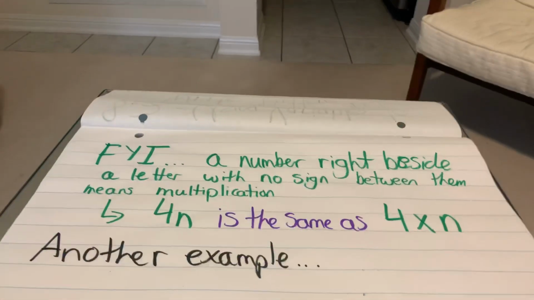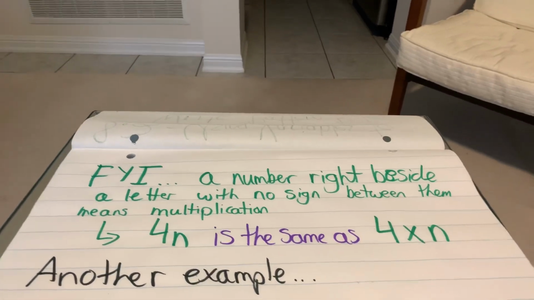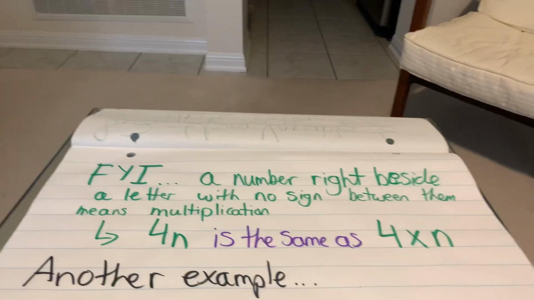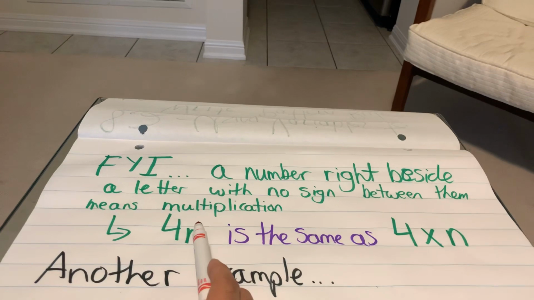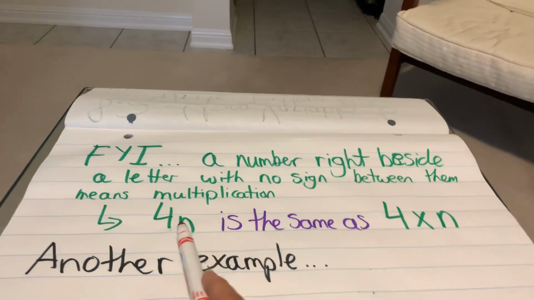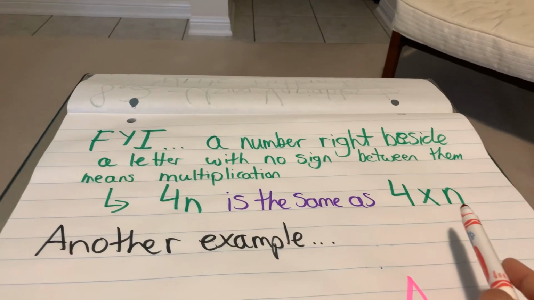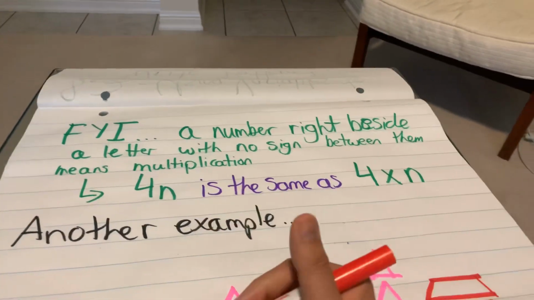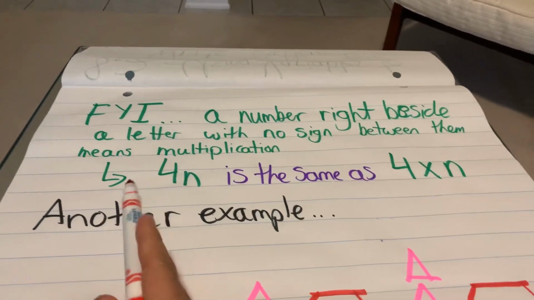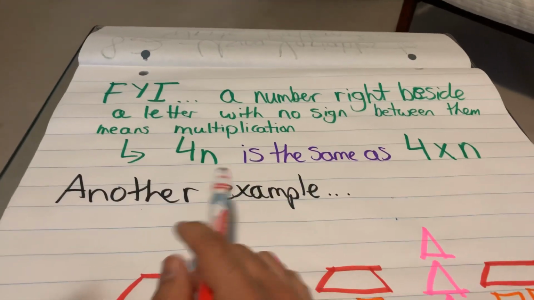Okay. If you ever see a number right beside a letter and there's no sign in between them, like 4n, that means multiplication. So if you ever see a letter and a number right beside each other, that's the same thing as 4 times n. I know in your homework for today, there's a couple of these where it's just a letter and a number right beside each other. That just means multiplication. Just multiply the two of them together, okay?